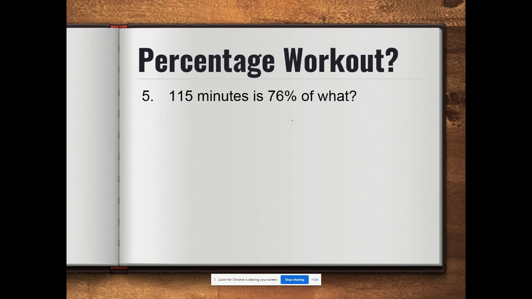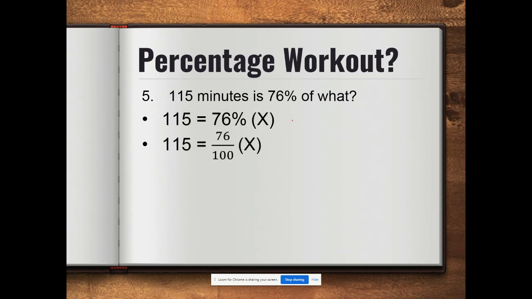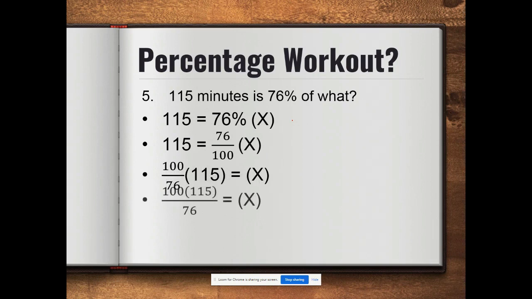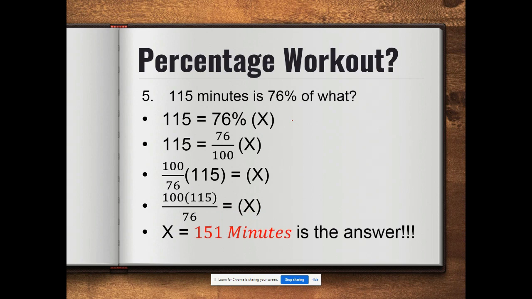Now number 5. 115 minutes is 76% of what? So 115 is equal to 76% of x. Then change it to a fraction. It will become 76 over 100. Now simplify, and then simplify. And then the answer is 151 minutes. Actually, it's 151.3 something.